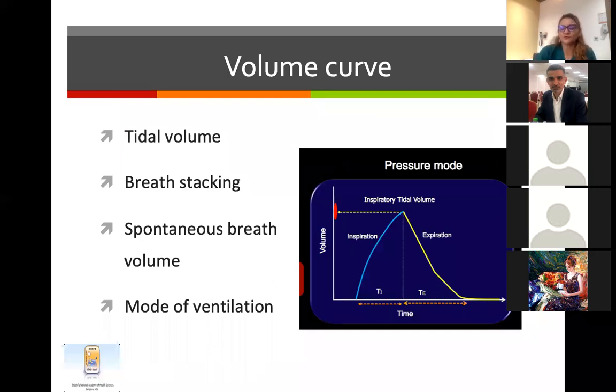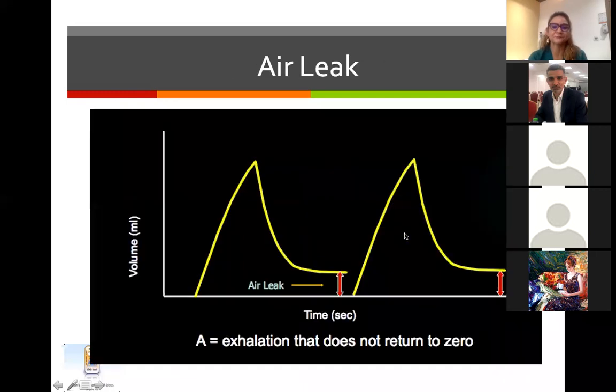Then come to the volume curve. What we can learn from each thing, we should know. In the volume curve, we can know the tidal volume. This is the tidal volume the baby got. We can know the breath stacking. We can know the spontaneous breath volume, the mode of ventilation, and the air leak. So this is the volume. What do you mean by air leak? When expiration is happening and it is leaking, coming out before the curve comes down to normal. So this is how the air leak in the volume will look like.